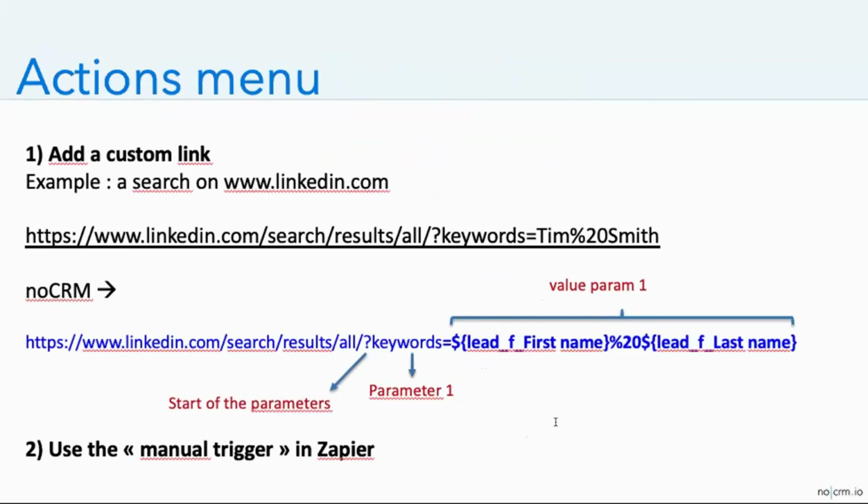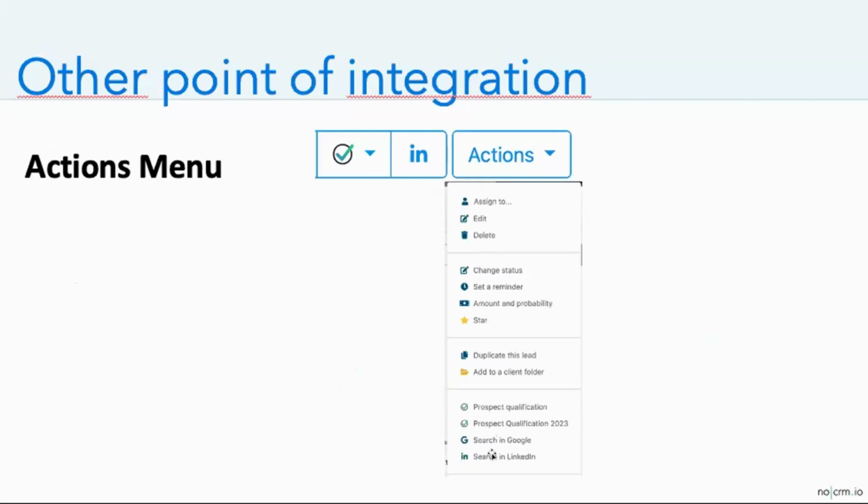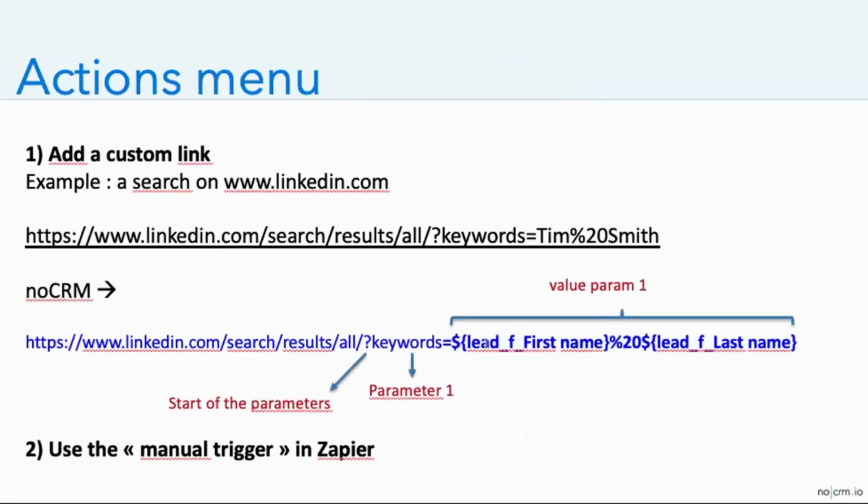Let's say I want to execute a search on LinkedIn. So if I click on the actions button of a lead, I want to search in LinkedIn. I think this is done by default, but I'm just giving you an example of how to do it yourself if it wasn't here. Normally, if you go to LinkedIn and type in the search box, Tim Smith, you're going to see this URL come up.